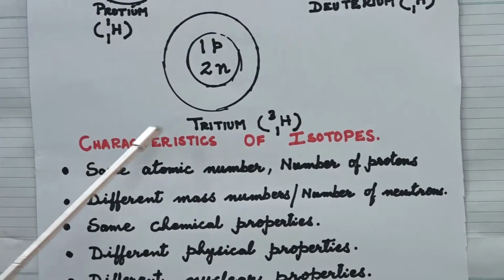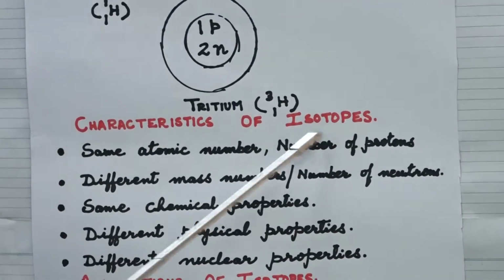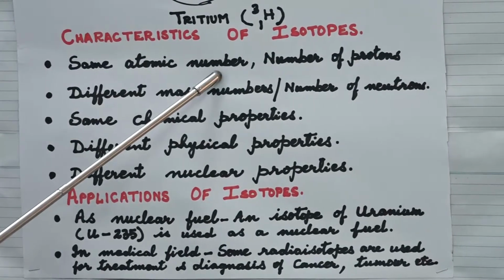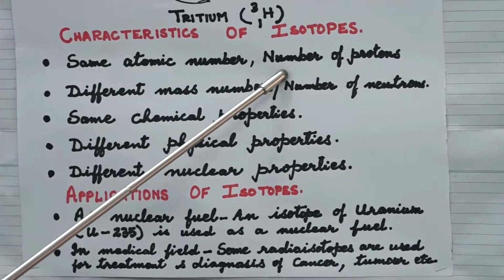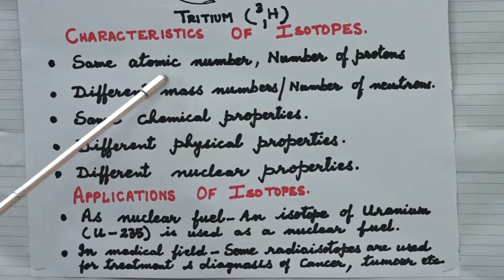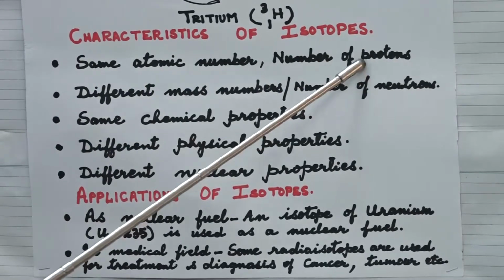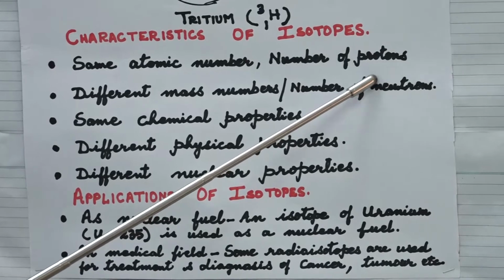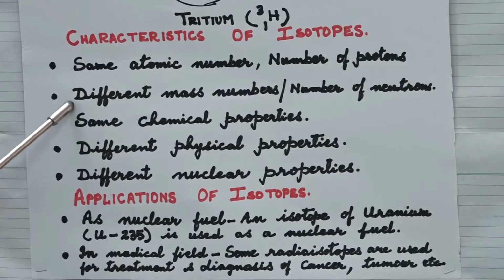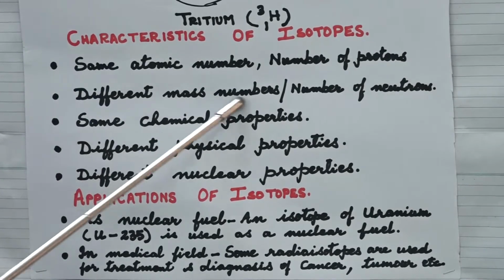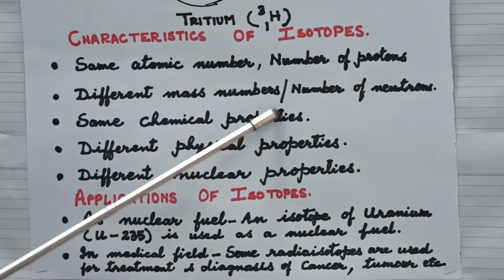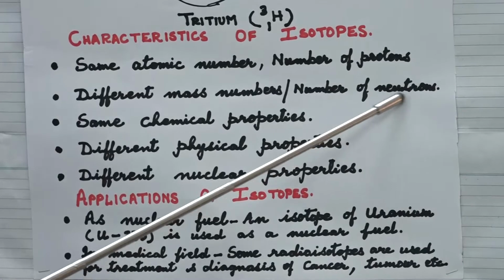General characteristics of isotopes. Isotopes have the same atomic number. The isotopes of an element have the same atomic number, and therefore have the same number of protons in the nucleus and the same number of electrons in the extranuclear part. Isotopes have different mass numbers. The isotopes of an element have different mass numbers and they differ in the number of neutrons present in the nucleus.